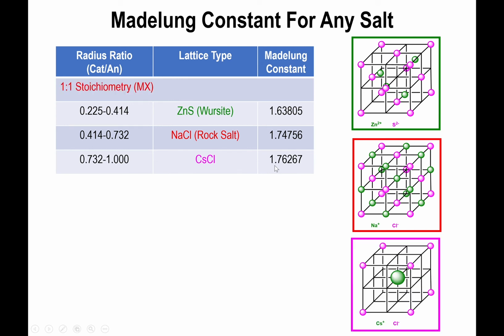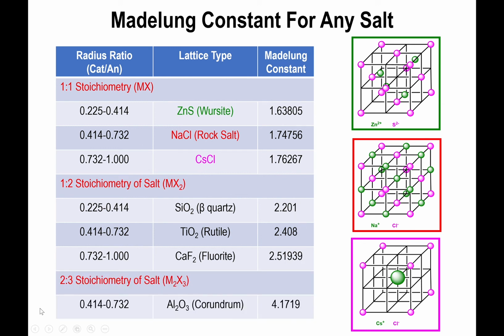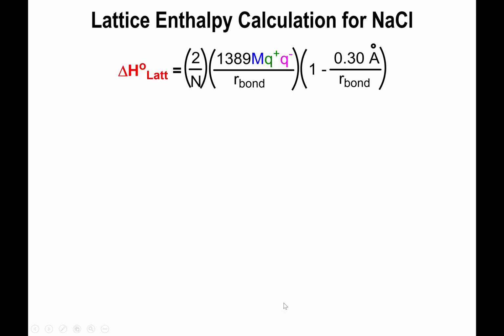But the thing is that this is only true if you only have 1 cation and 1 anion. If you actually have 1 cation and 2 anions, then you have a different set of numbers for the Madelung constant. And if you have 2 cations and 3 anions, you have yet the following value for the Madelung constant.